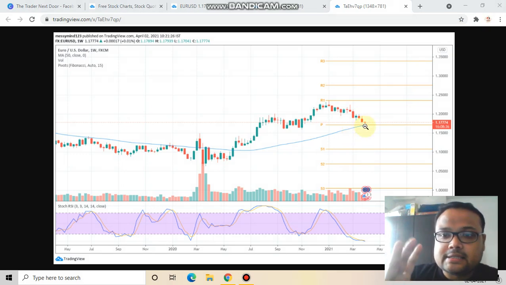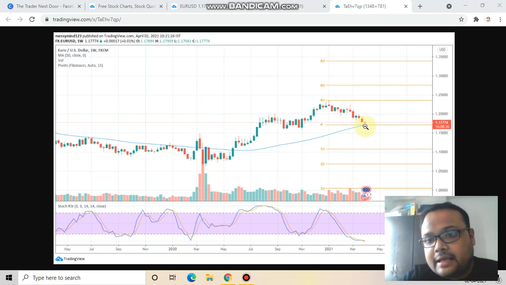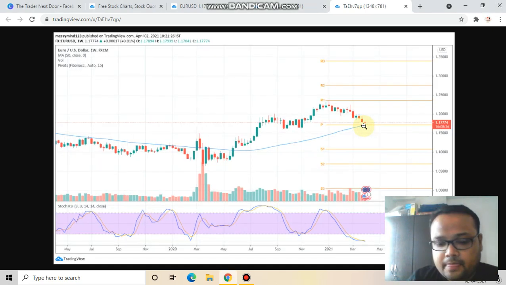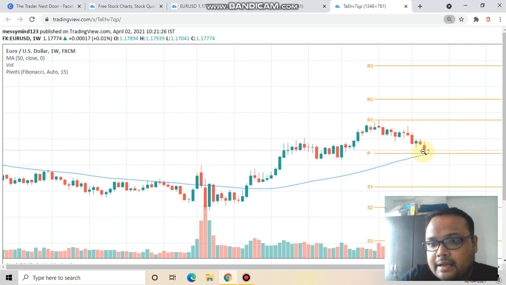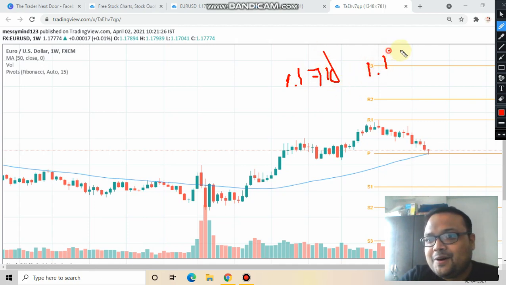As a result, the market is getting a good amount of support right now, because of which the market has bounced off from this level. So the important level for Euro USD on the weekly chart is 1.1710. This level is very important in the weekly chart.